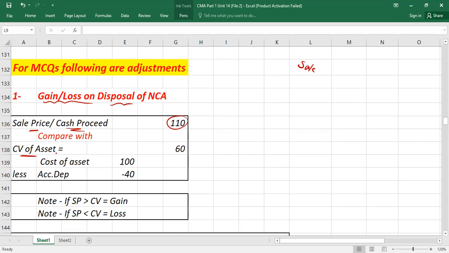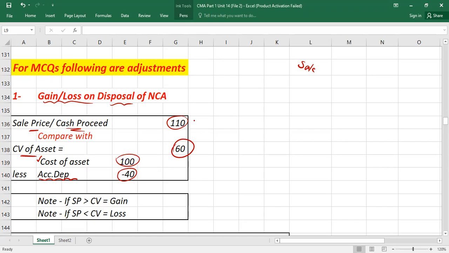So carrying value is always equal to cost of the asset less accumulated depreciation. For example, the cost of that asset which you have sold was $100, and you will deduct from it the accumulated depreciation. It's the total depreciation of that asset. Let's assume it is $40. So 100 minus 40 is going to be your carrying value of 60.